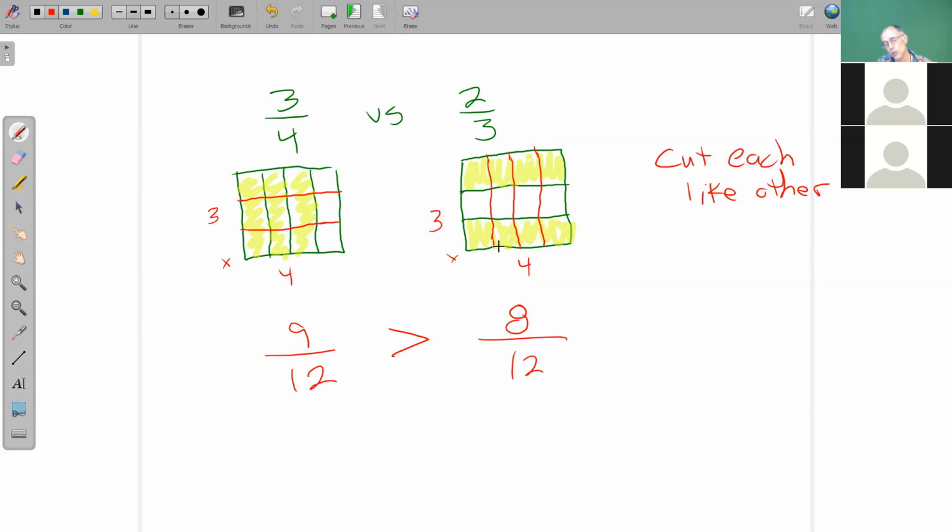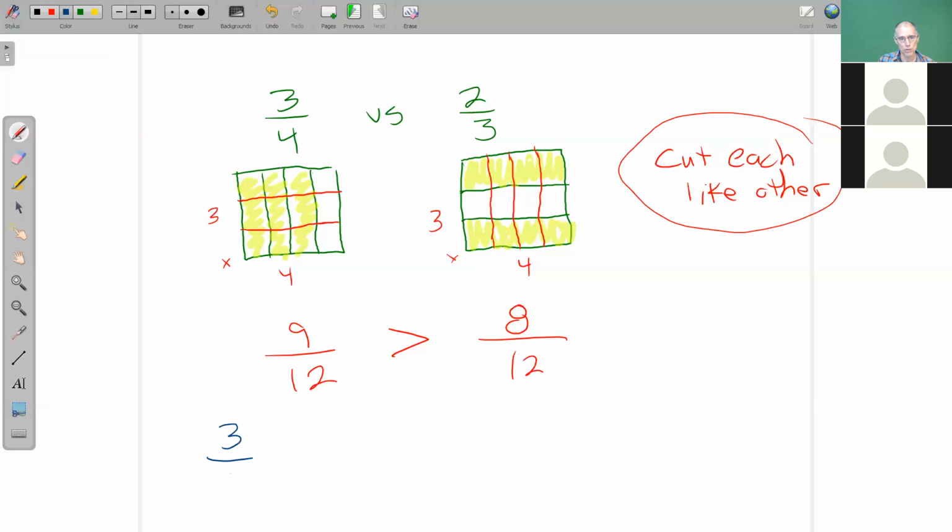Are we always going to draw the picture? The answer is no. Like if somebody starts talking about 27ths and 36, I don't want to draw those. That's going to be painful. So we need another process. And the process is really in the cutting each like the other. When we did that, not only did the shaded regions get cut into thirds, but the whole cake got cut into thirds. And we multiplied essentially to get a bigger number of pieces.